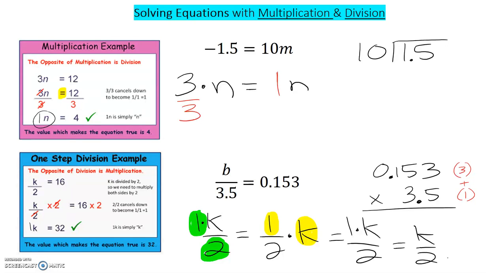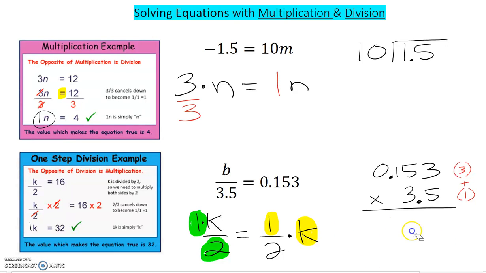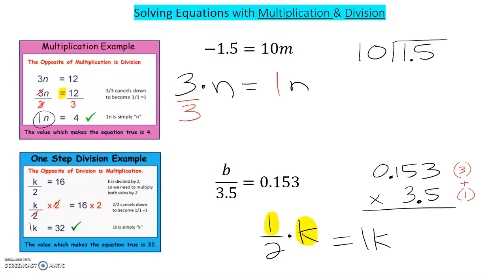So the only way to get just 1k would be to multiply the 1/2 times what? Well, if you said 2 over 1, okay, 2 times 1 is 2, 1 times 2 is 2, and there we go. 2 divided by 2 is 1. Another way of writing 2 over 1, of course, is just 2. There we go. So it's a long-winded version, but that's exactly what they did. Okay, they multiplied by 2 on both sides, and we have 1k equals 32.